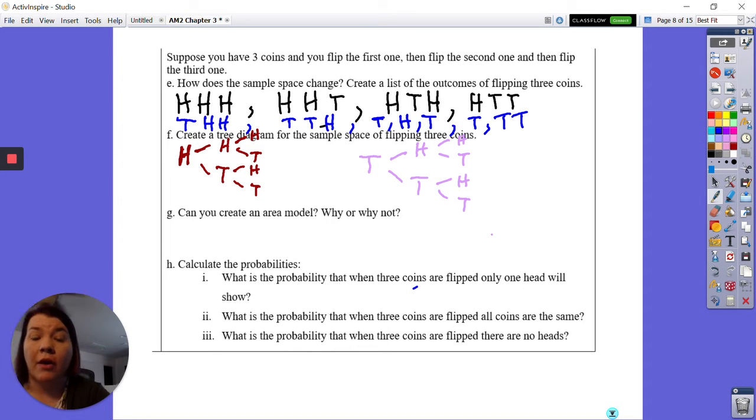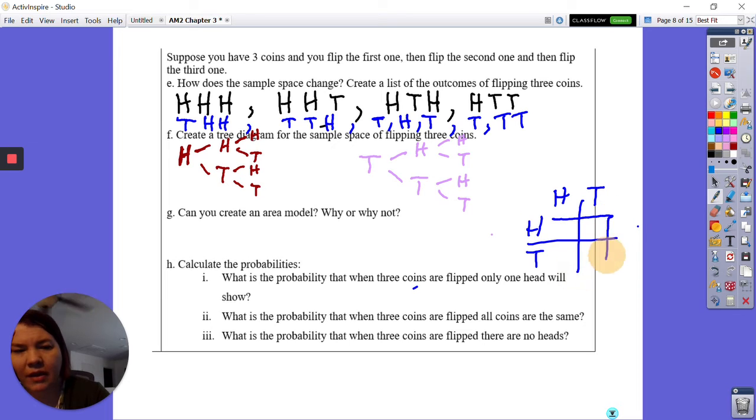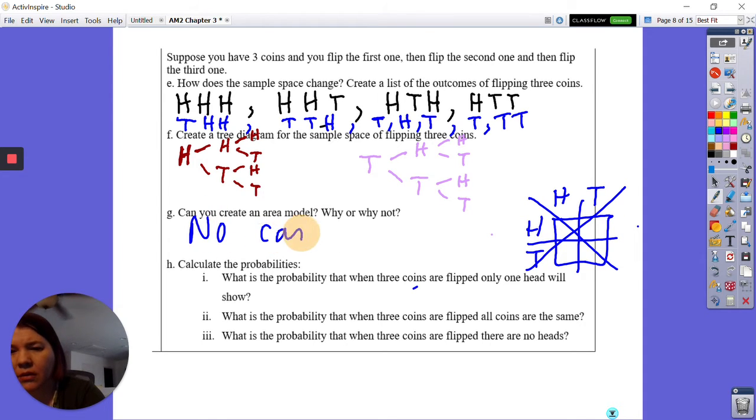Can you create an area model? Why or why not? Since there are, I don't think so. I think the area models that we're going to use are always going to have 4 boxes, and this has to have 8 outcomes. And so it's a little trickier because I still only have heads and tails as my choices, right? But since I have more coins, it doesn't work to add the extra coin on. So I don't think so. And if I'm mistaken, I'll let you know later.